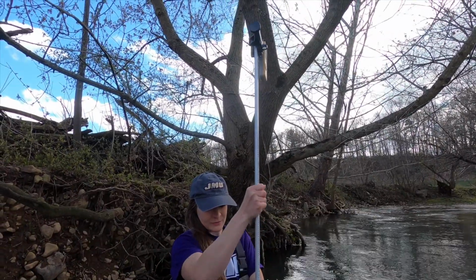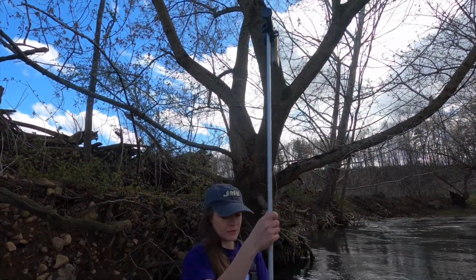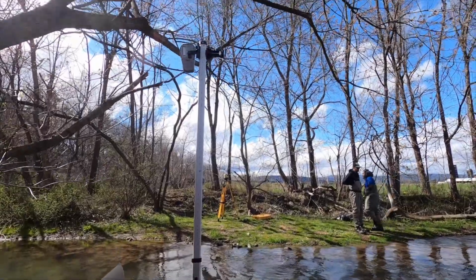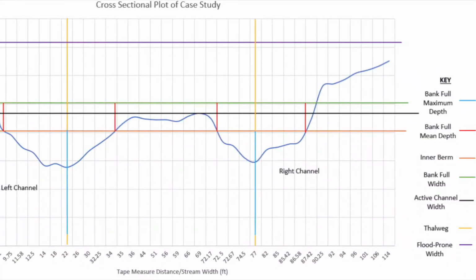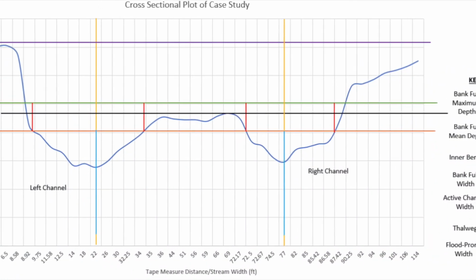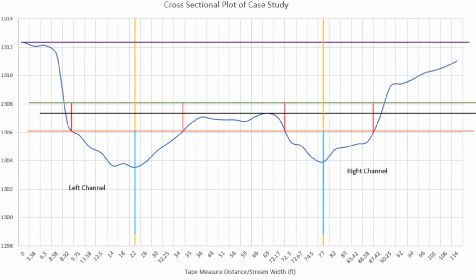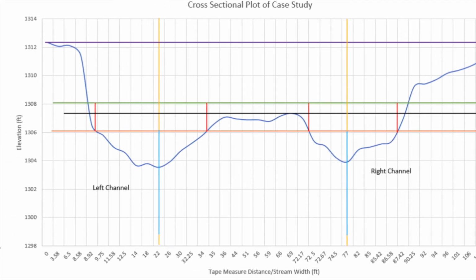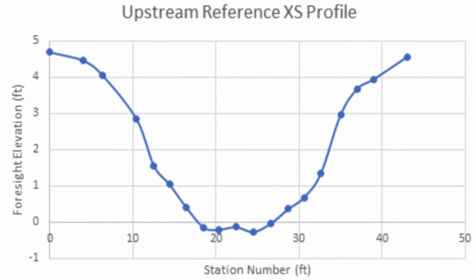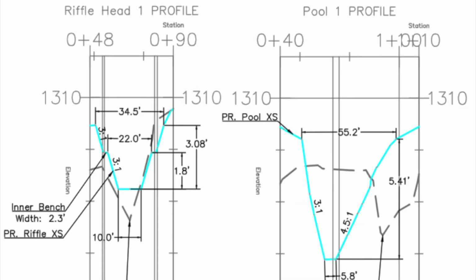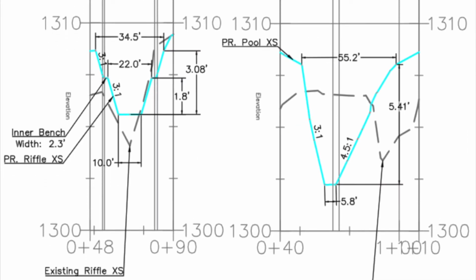For the cross-sectional area profile, we took measurements perpendicular to the stream from one stream bank to the opposite stream bank to gather elevation changes of the channel bed itself. And like the longitudinal profile, we compared the data from our case study site to that of a healthy reference site so that we could mimic the pattern and profile in our CAD design.